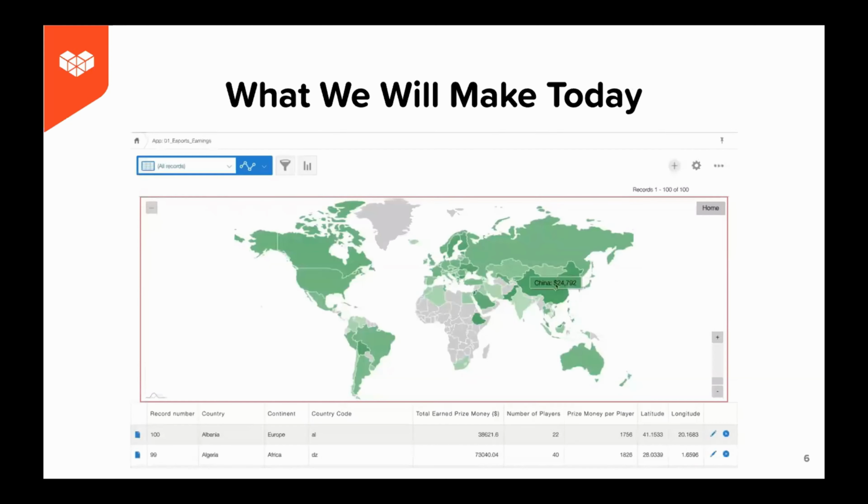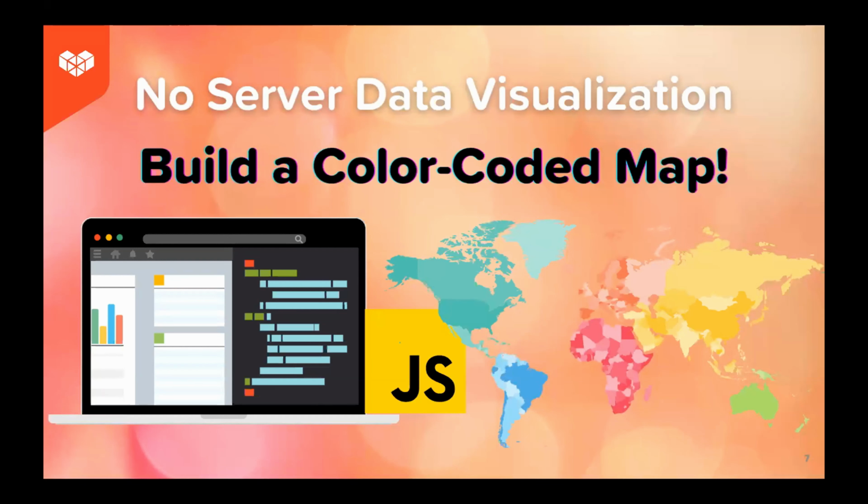That's it. We're going to build a color-coded map. It's going to look like this. It'll be a map. We're going to be able to hover over it, and we're going to be able to see a tooltip of the country and a dollar figure. And that's what we're here to do with no servers, visualizing this data.